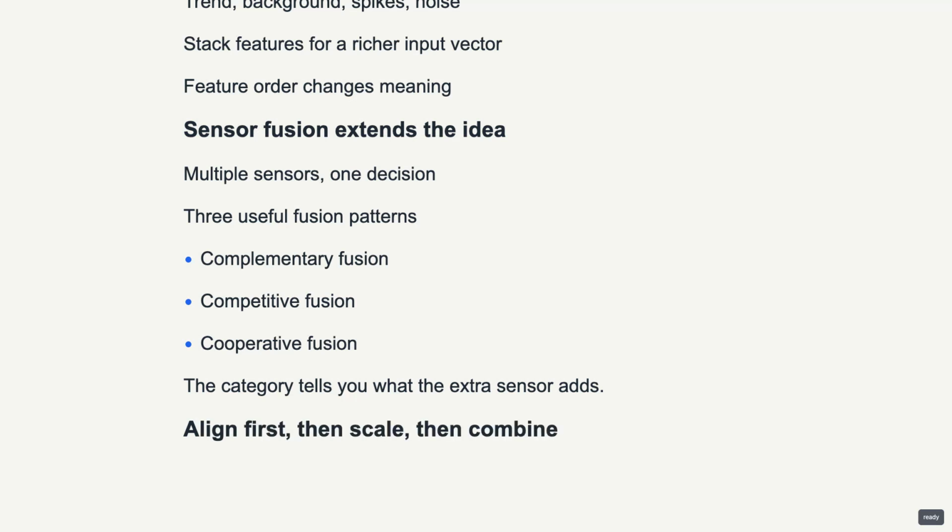Fusion only works when the sources line up cleanly. The three steps that matter most are aligning time, matching scale, and then combining the values into one representation.